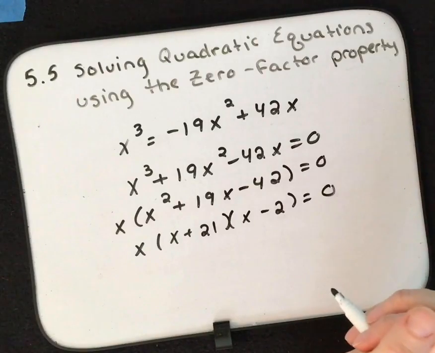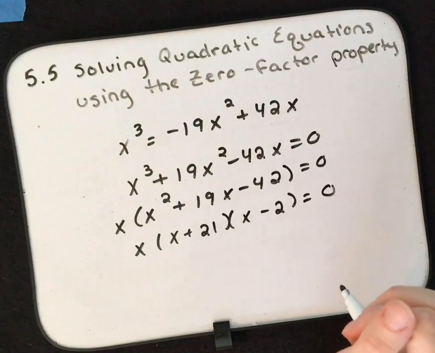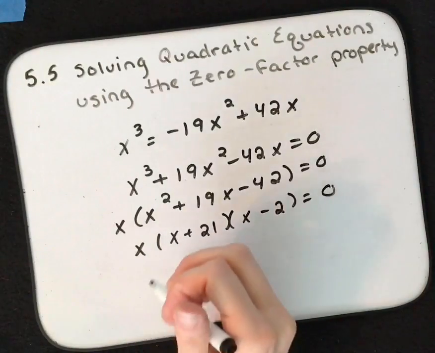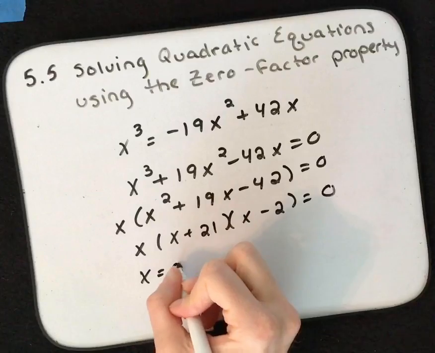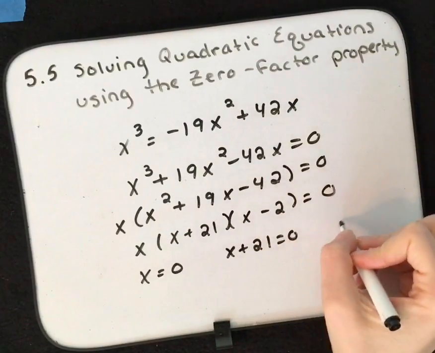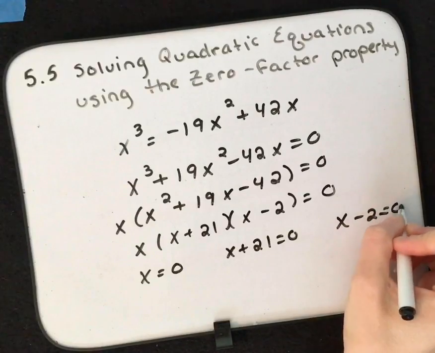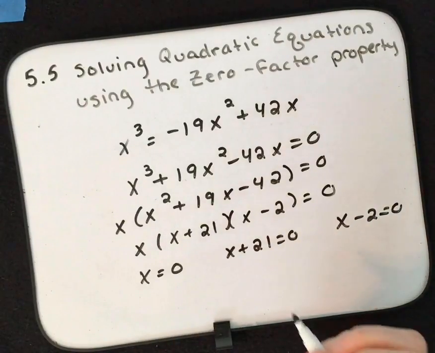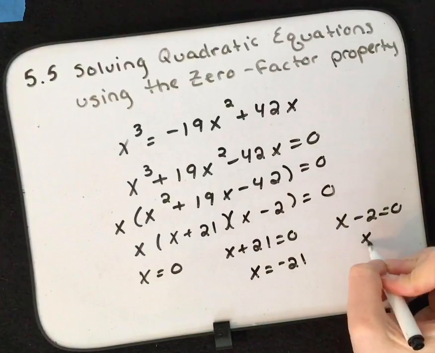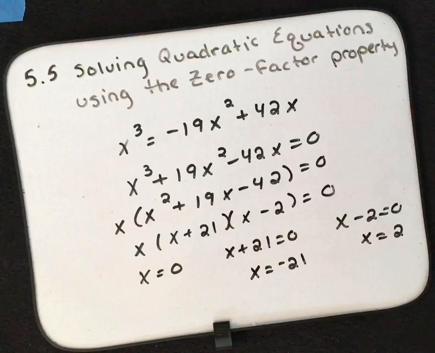So now we can set our factors equal to 0. But look at this one. We have 3 factors. See that x right there? We can't forget that one. So that means we have x equals 0, we have x plus 21 equals 0, and we have x minus 2 equals 0. So x equals 0, that one's solved. This one will give us x equals negative 21, and this one will give us x equals 2.